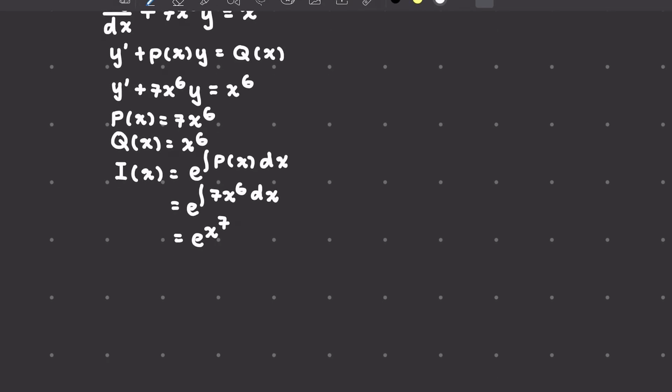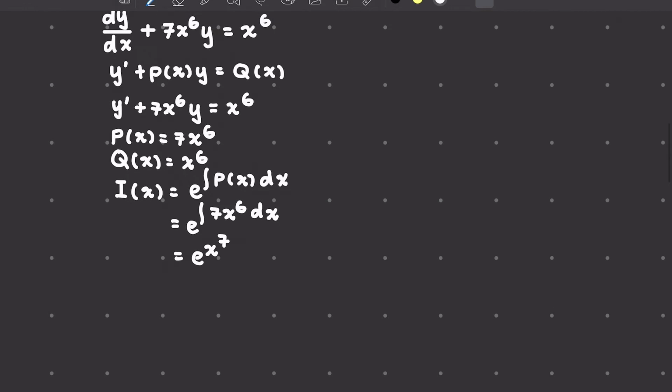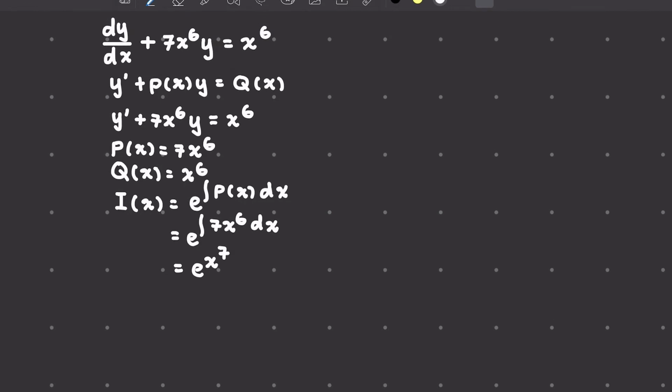Let's move on. Let's multiply this whole equation, our first equation here, with e to the power of x to the power of 7. So this will become e to the power of x to the power of 7 times the derivative of y, plus 7x to the power of 6 times e to the power of x to the power of 7 times y, equals x to the power of 6 times e to the power of x to the power of 7.